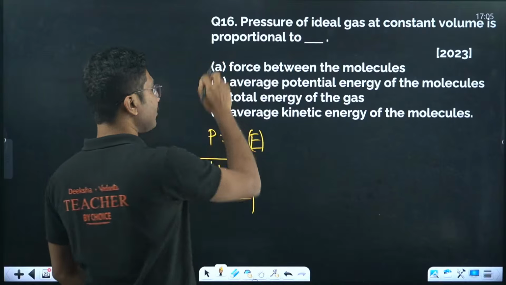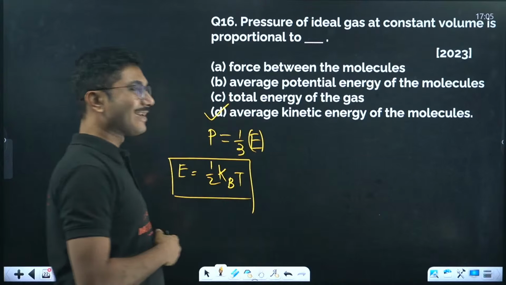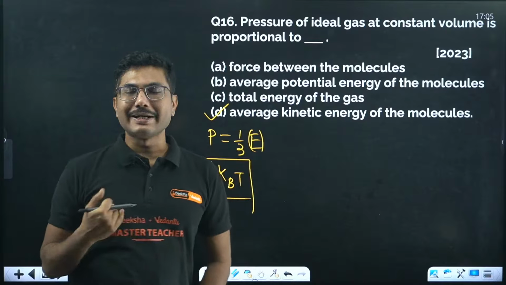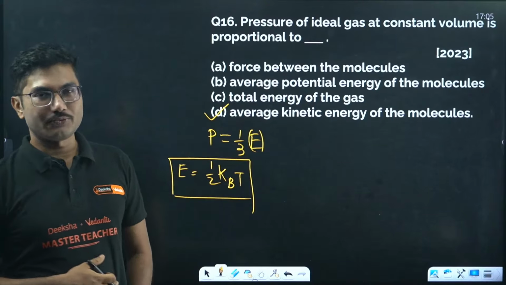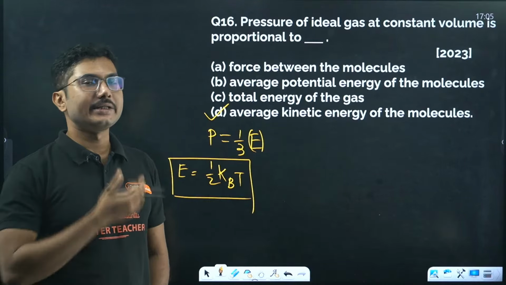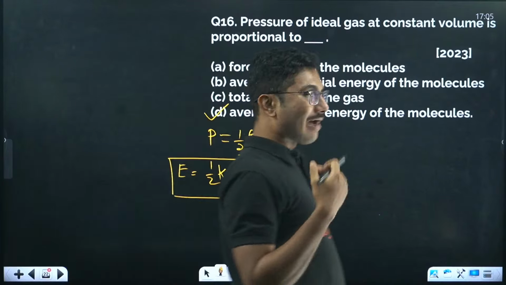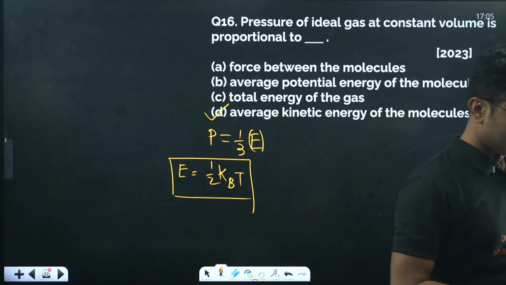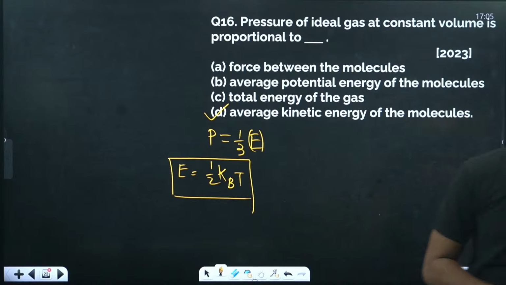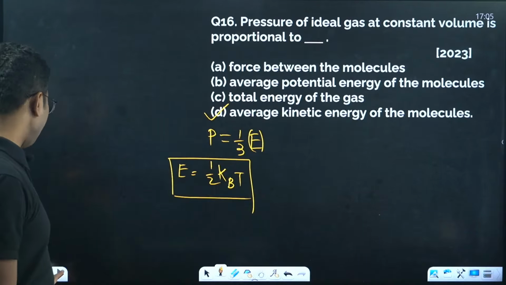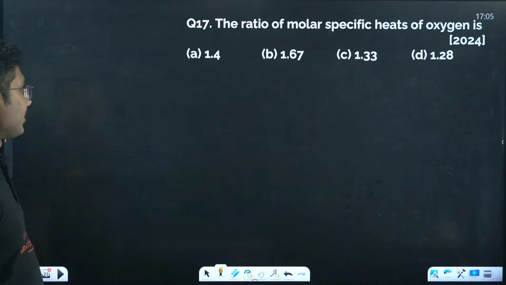So pressure is actually proportional to average kinetic energy, not total kinetic energy. In fact, total kinetic energy does not make any sense for a gas. Average kinetic energy is important. Remember, for gases, average is more important than total. Okay, yes, option D is correct. Right, now let's move on to the next question.